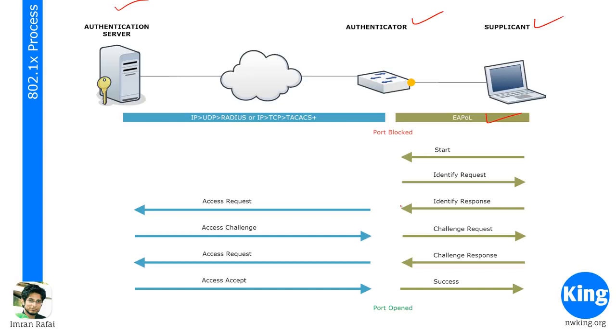That frame comes to the authenticator. The authenticator strips that data, which is Imran, puts it onto an IP packet, and sends it to the authentication server. The authentication server says, fine, I can see an Imran username. Now I challenge you to send me the password. So that's the access challenge. This message is called access request. The reply is called an access challenge.